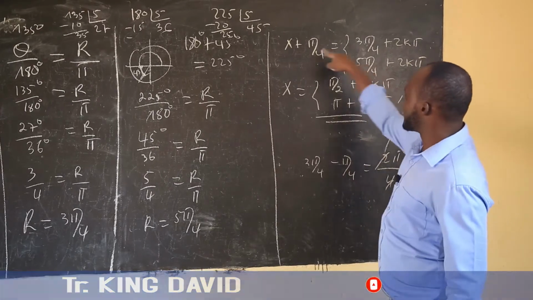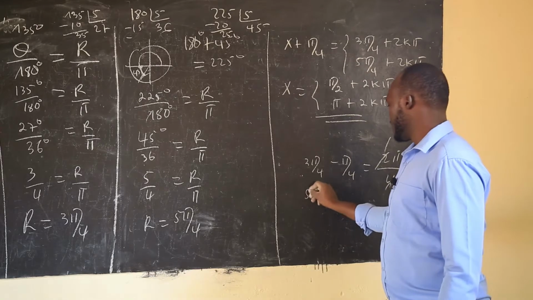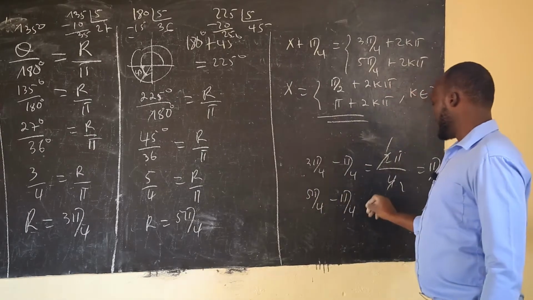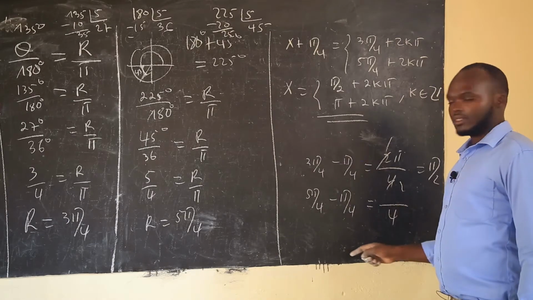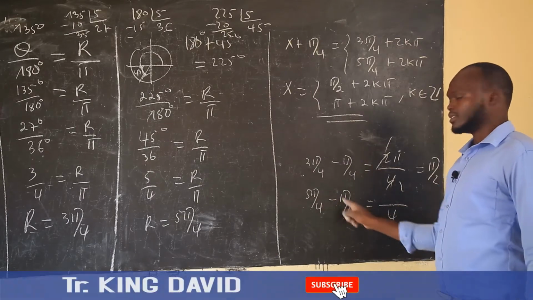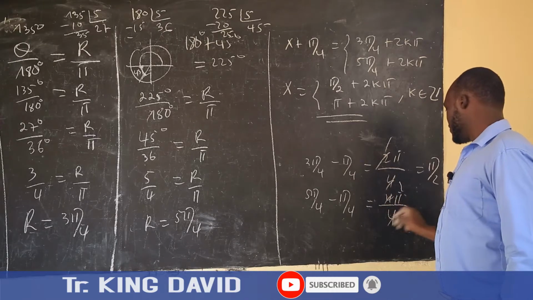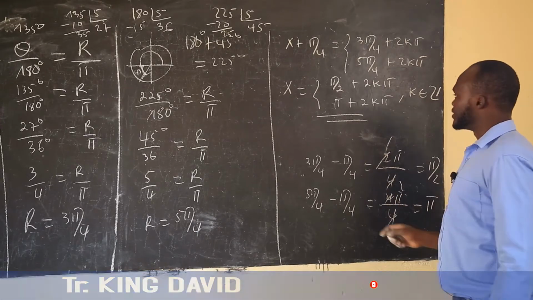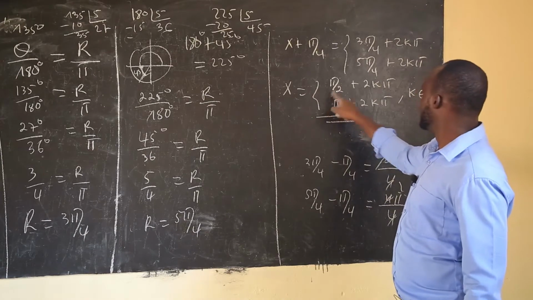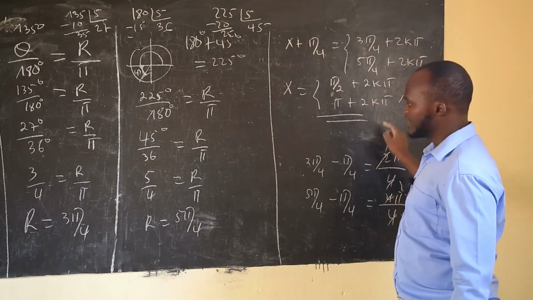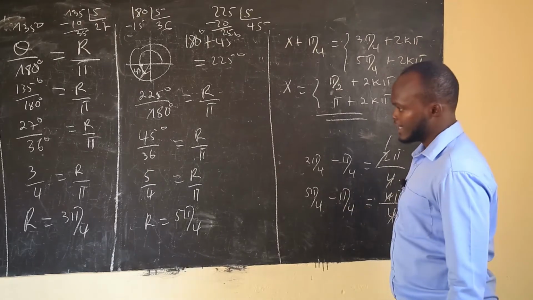Then take this one minus pi over 4 again. 5 pi over 4 minus pi over 4. LCM is 4. They have the same denominator. 5 pi minus pi, that's 4 pi. By 4, the answer is pi. So that's why we have pi over 2 plus 2k pi and pi plus 2k pi. So that's the answer for number A.